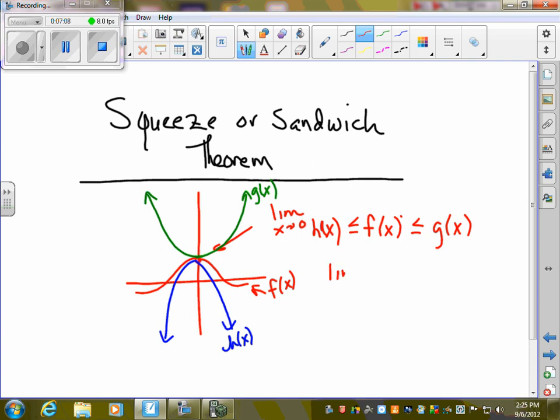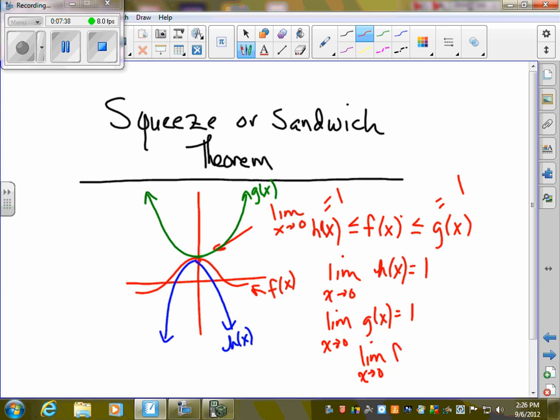Well, if I know that the limit as x approaches 0 for h of x, let's say, is 1, and the limit as x approaches 0 for g of x is 1, then if these both have a limit of 1, then the function in the middle kind of gets sandwiched into having the same limit, or you squeeze it into that same limit, and I could say then that the limit as x approaches 0 for f of x would have to equal 1.